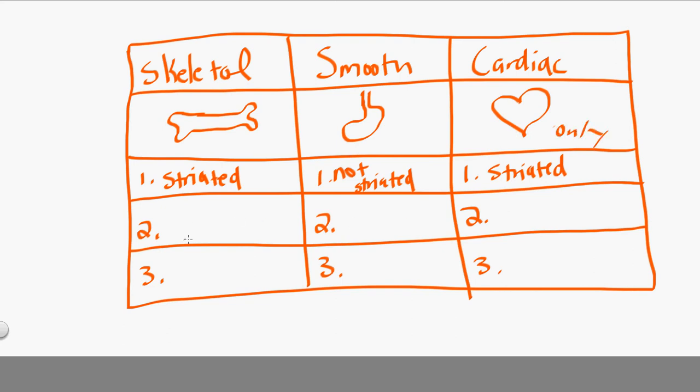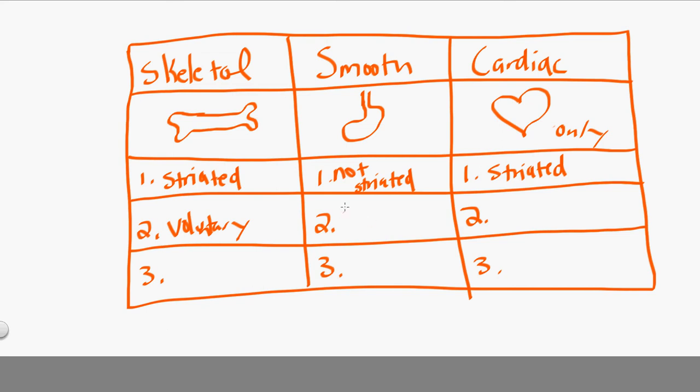Now, the second difference between skeletal, smooth, and cardiac is whether it's voluntary or not voluntary. So, skeletal muscle is voluntary. Why? Because we have the ability to move these muscles. It's up to us. If we want to move our arm, we can just move our arm.